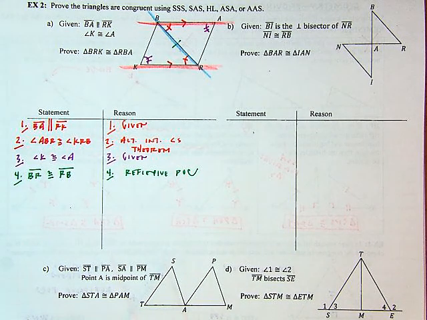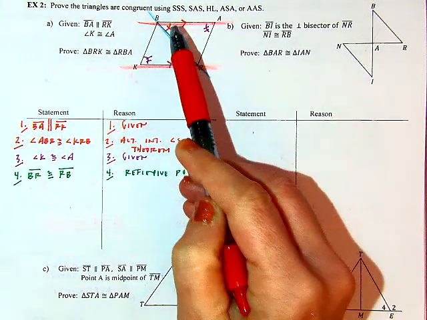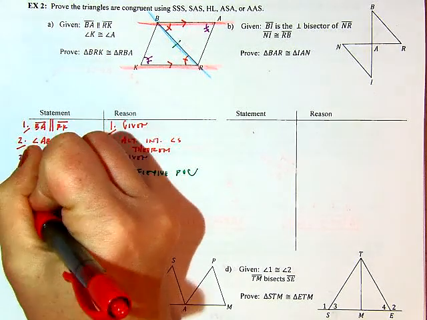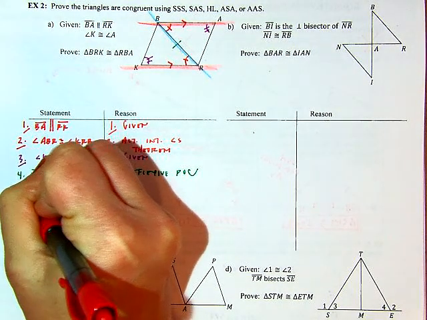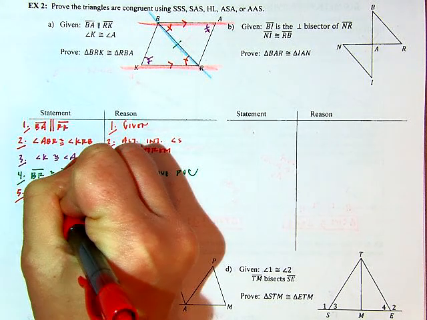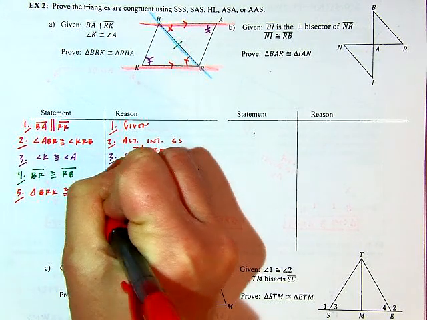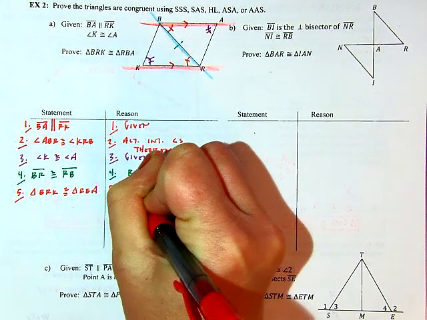All right, so now what is it that I have? I have 2 angles and a non-included side. So this is angle, side, angle. I can reach my conclusion that BRK is congruent to RBA. Angle, angle, side.